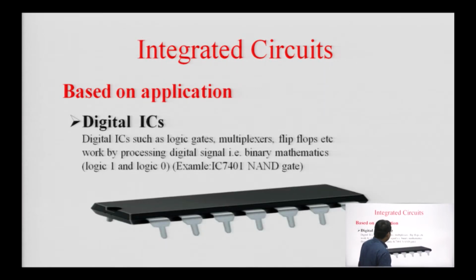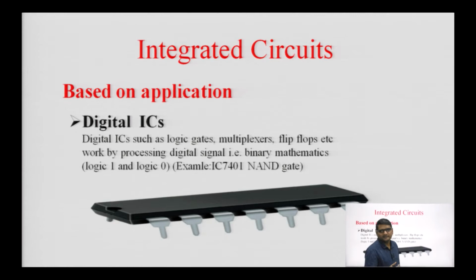Now, next, the digital IC. Digital ICs such as logic gate, multiplexer, flip flop, counter, register, microprocessor, these are in the category of digital IC. The digital IC is basically processed with binary mathematics, that is logic 0 and logic 1.